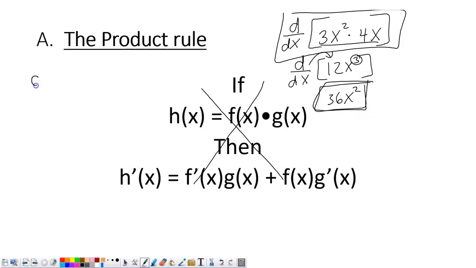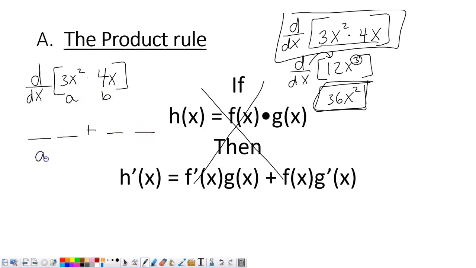So let's do the product rule. So we start off like this, right? We have 3x squared and we have 4x. Now this is like my A, and this is like my B, right? And I told you guys it was going to look like this: A B, A B, A prime, B prime, right? So there's that. So let's go ahead and fill this in.